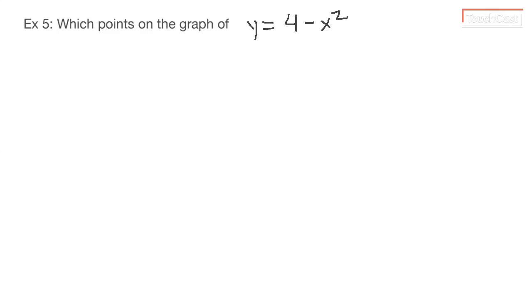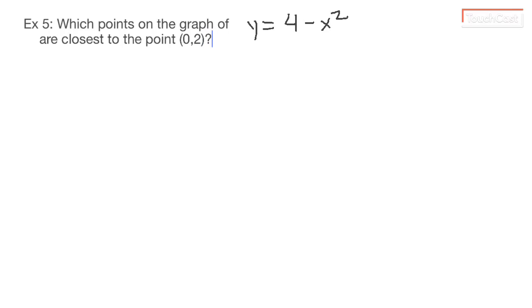All right, to wrap up our discussion on optimization, our last example is going to be which points on the graph of y equals 4 minus x squared are closest to the point 0, 2.